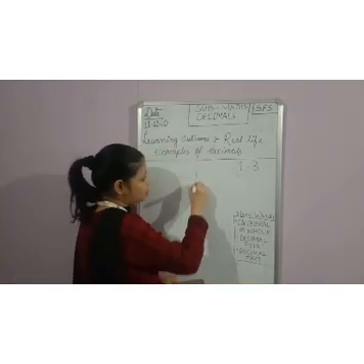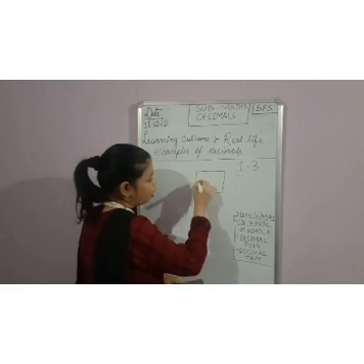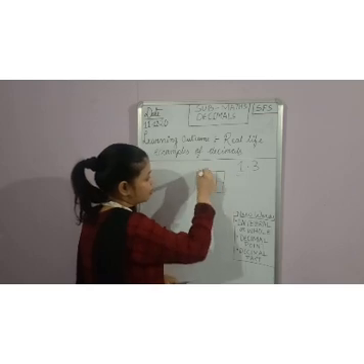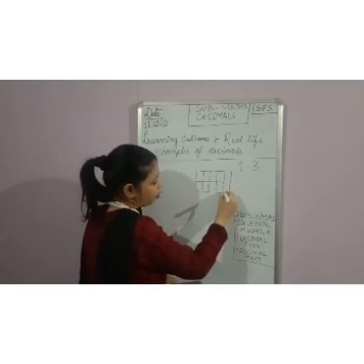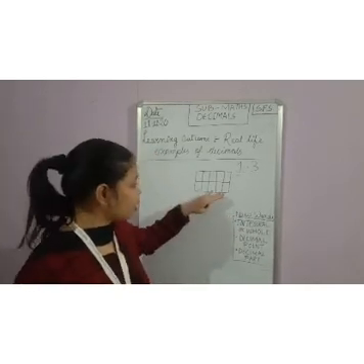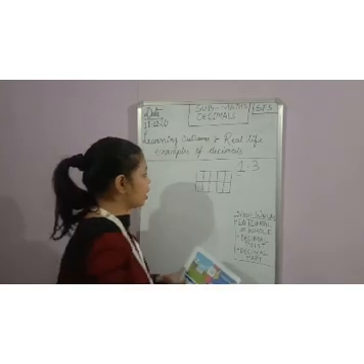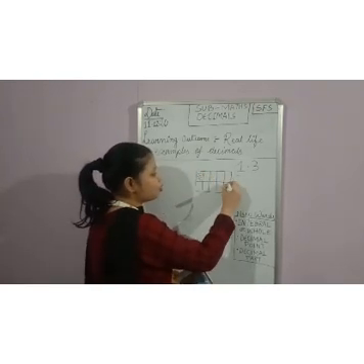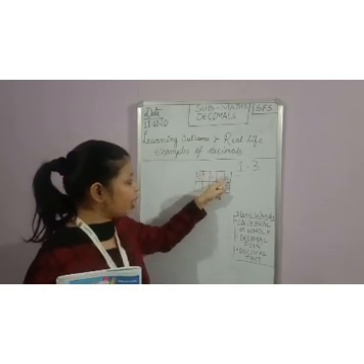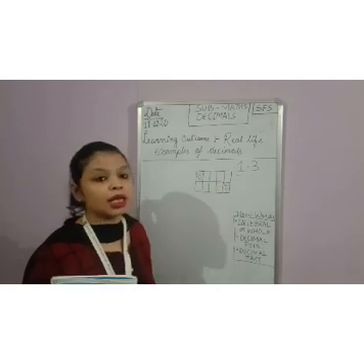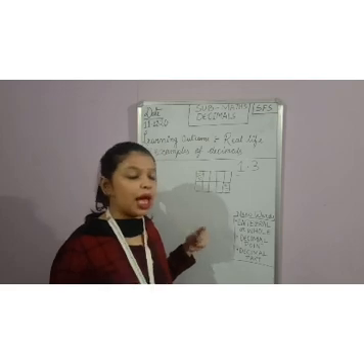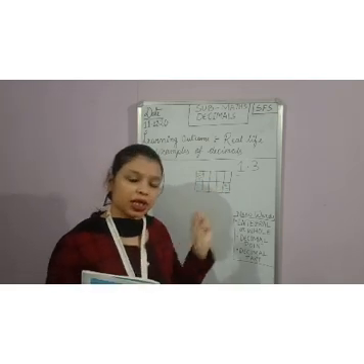If I take a rectangle and divide it into 10 equal parts, out of this, 2 parts are shaded. How many parts are there? 1, 2, 3, 4, 5, 6, 7, 8, 9, 10. There are 10 parts. That means this figure has been divided into 10 equal parts, and out of these, 2 parts are shaded. I have marked it.